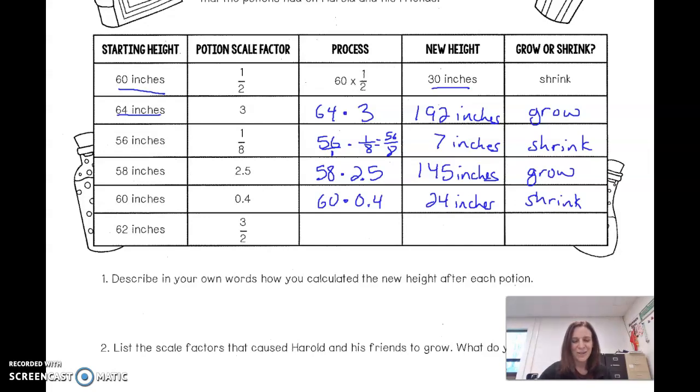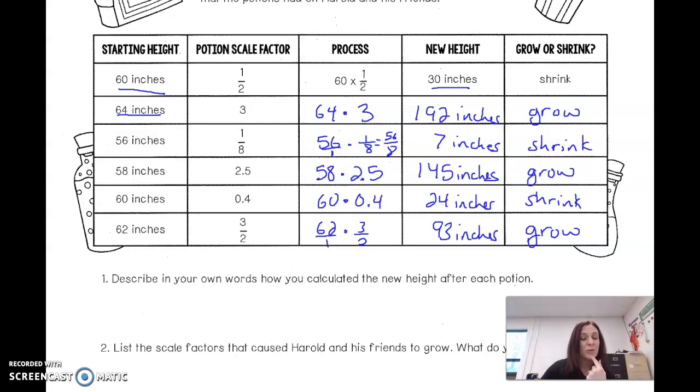All right, 62 inches, scale factor of 3/2. If you multiply, and again, remember we can put a 1 on the bottom. When you multiply straight across and then divide by 2, you end up with 93 inches. Now, kind of thinking that when we've been multiplying by fractions, we put shrink, but this is a fraction greater than 1. So in this one, we actually grew. So we write grow. So scale factor is something we multiply by to get a new size, a new length. And then it either grew or shrank.